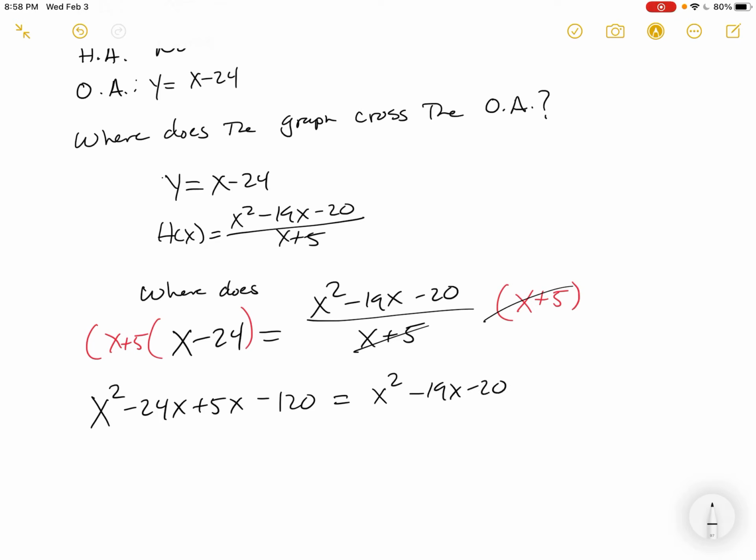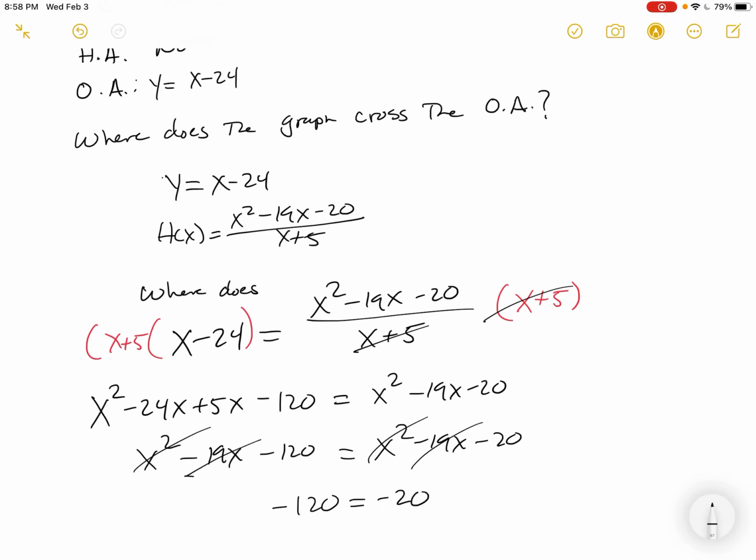We want to know where those two are equal to each other. Let's clean it up. That's x squared minus 19x minus 120 is equal to x squared minus 19x minus 20. Well, if we bring our x squareds together, they cancel. Our 19x's together, they cancel. And so we end up with negative 120 needs to be equal to negative 20. And so there is no solution. They do not cross. So this is just a wonderful application that's midstream in all of this.